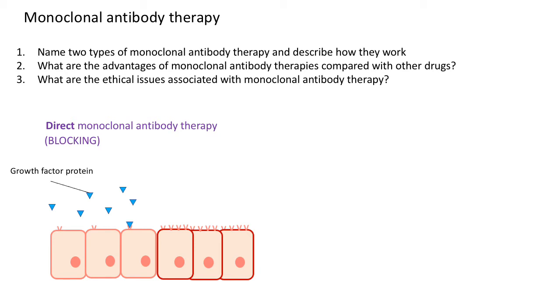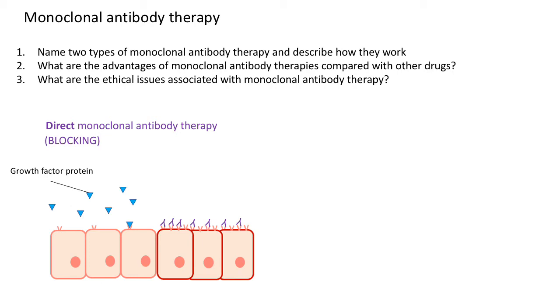So the way direct monoclonal antibody therapy can help in this situation or treat this problem would be to bind to the receptor. So the antigen binding site on the antibody will be specific for that growth factor receptor. And if it binds to that receptor, the growth factor can no longer bind, and so there will be no more uncontrolled mitosis.